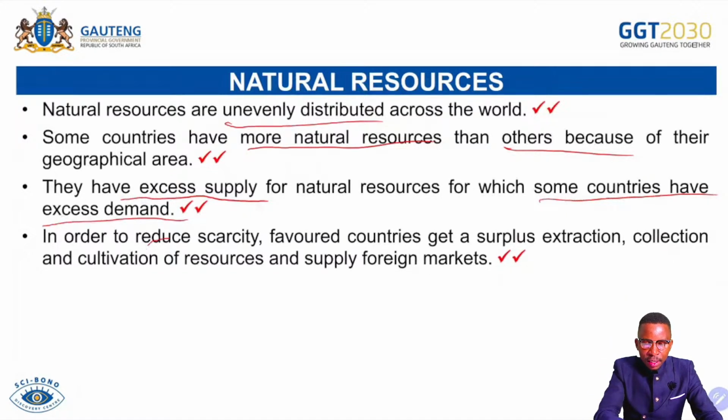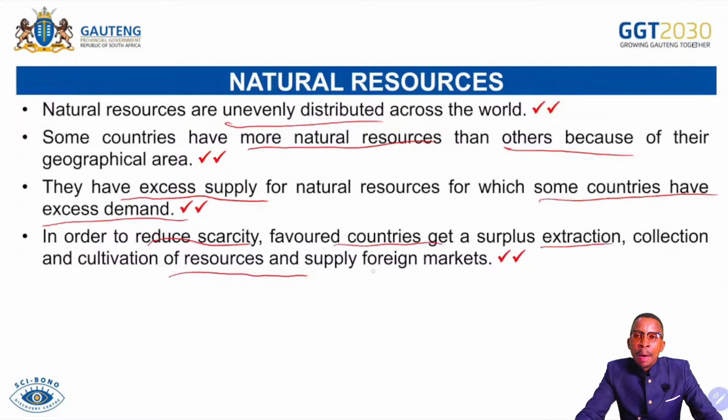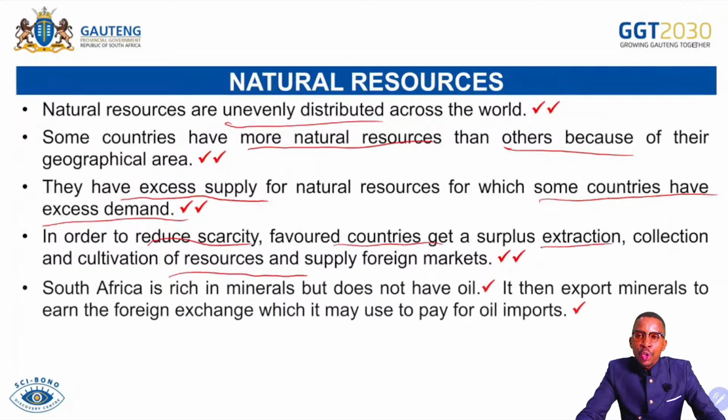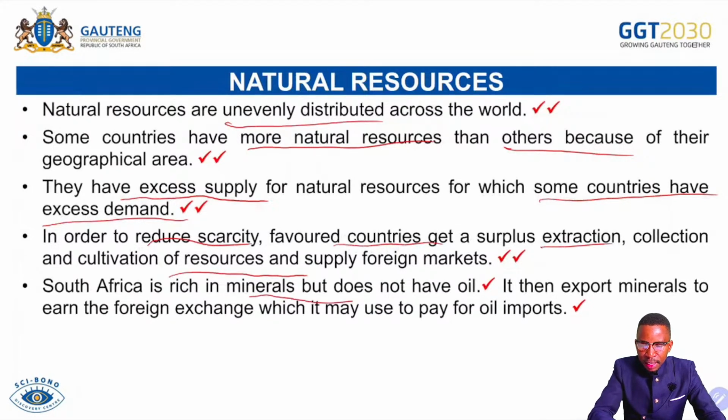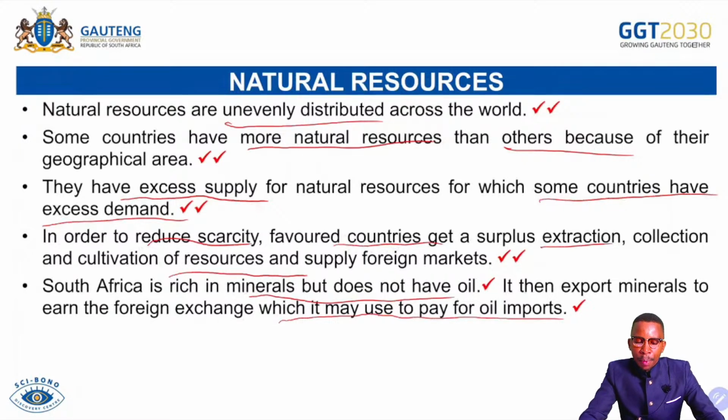In order to reduce scarcity, favored countries get a surplus extraction, collection, and cultivation of resources and supply to foreign markets. Meaning they extract or cultivate and reap more of that particular product. After that, they supply their local market. The surplus will be supplied globally so that they help those countries that have less of that particular natural resource or nothing. South Africa is rich in minerals but does not have oil. It then exports minerals to earn the exchange, which may be used to pay for oil imports.